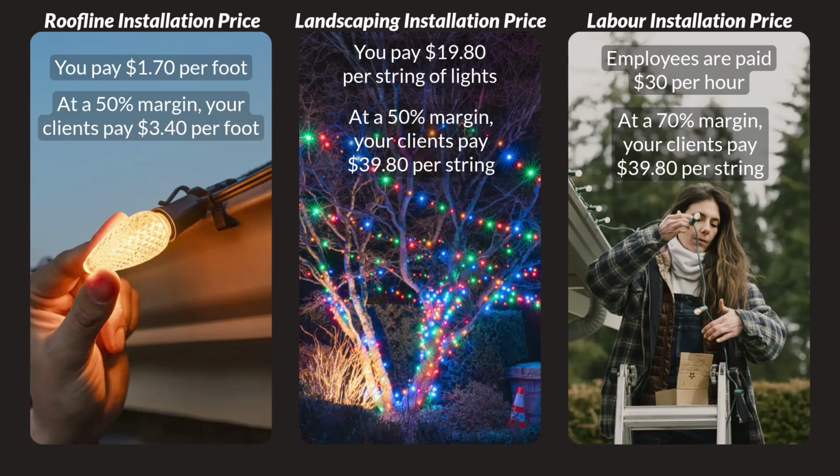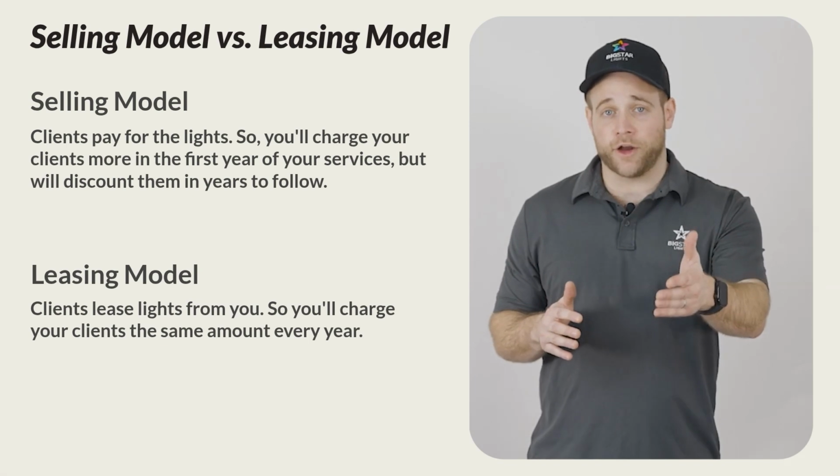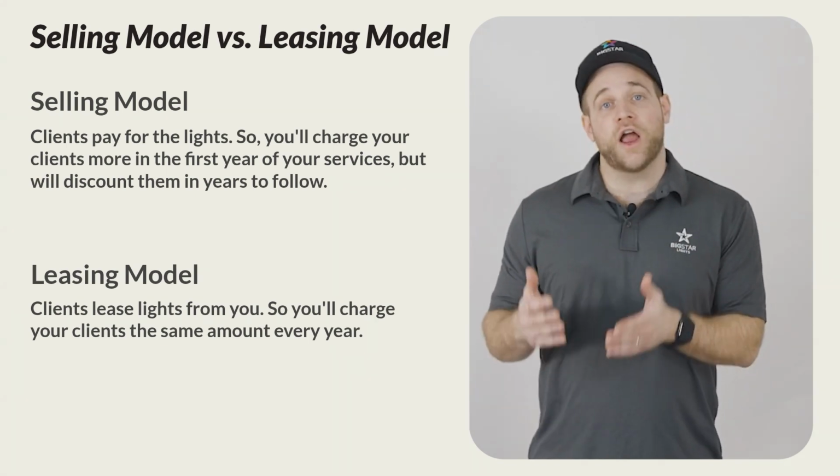You're going to want your client price to cover these business costs. So let's say you pay your employees $30 per hour. At a 70% margin, your clients will pay $100 per hour. One important note is that this model is a selling model where the customer becomes the owner of the lights.